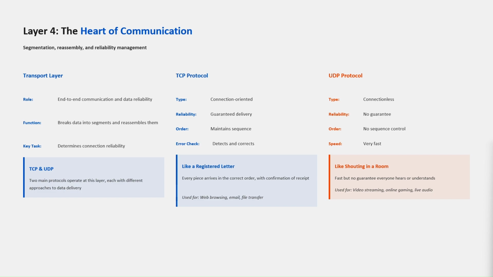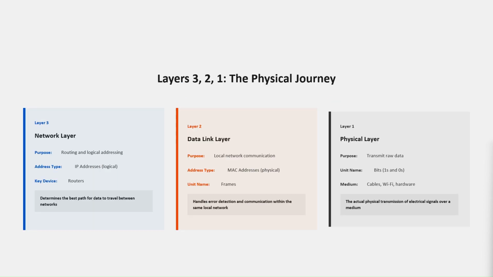Finally, we move into the lower layers, which handle the physical movement of data. Layer 3, the network layer. This is responsible for routing. It uses logical addresses, specifically IP addresses, to determine the best path for the data to travel from the source network to the destination network. This is where routers operate.